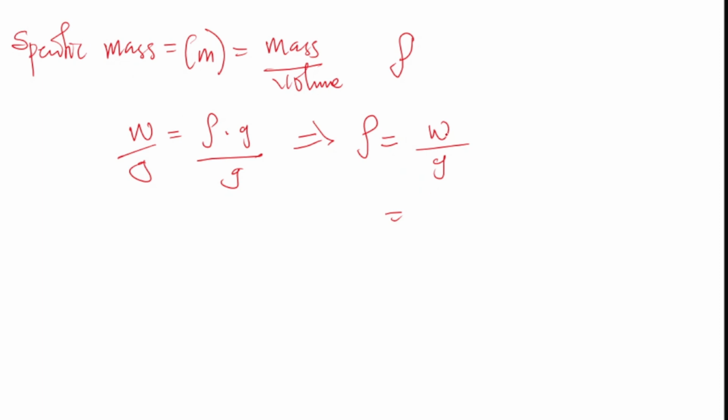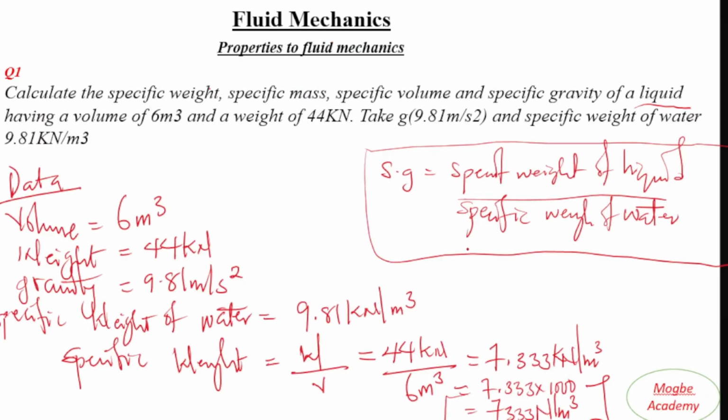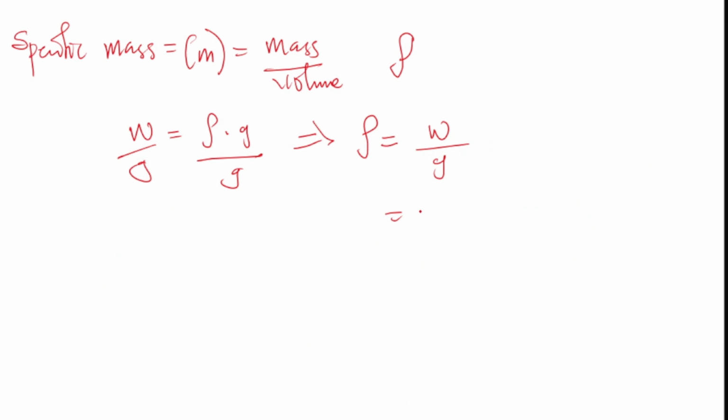What's now your W? Remember, the W was the specific weight which we calculated for. And we said our specific weight is equal to what? Our specific weight was equal to 7.333 Newton per meter cube. So what do you do? You impute that value into this equation.